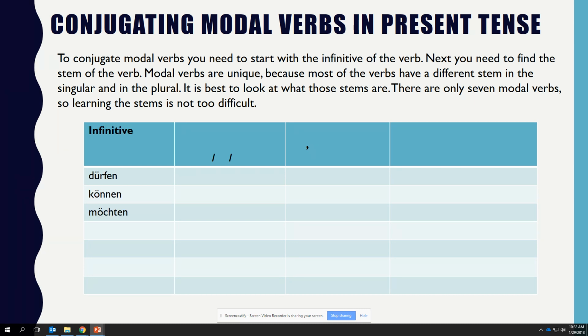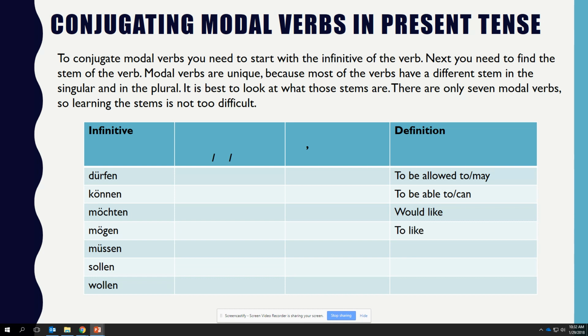The infinitive verbs are dürfen, können, möchten, mögen, müssen, sollen, and wollen. Their definitions are to be allowed to or may, to be able to or can, would like, to have to or must, to be supposed to or should, and to want to.